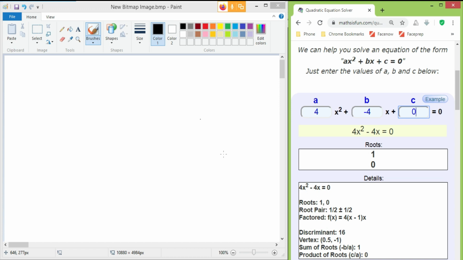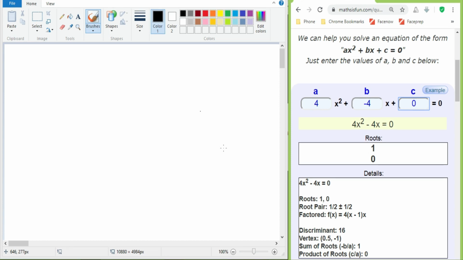Yes, if not factorization, then what is the next step? What is the other method? Quadratic formula. Yes, good. We are going to use the formula, right? x is equal to minus b plus or minus root of b square minus 4ac divided by 2a, right?